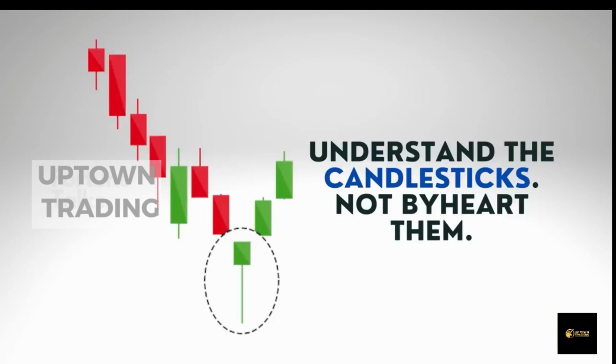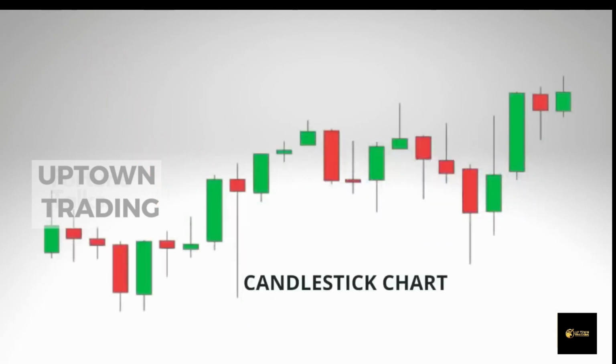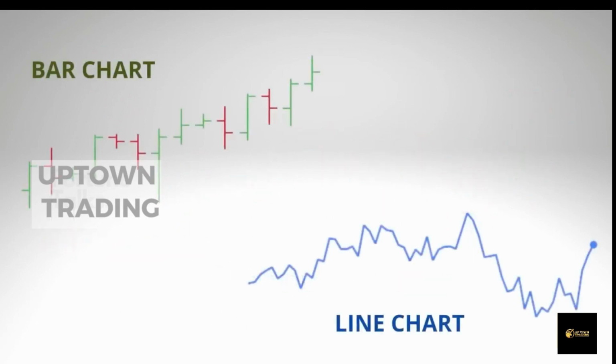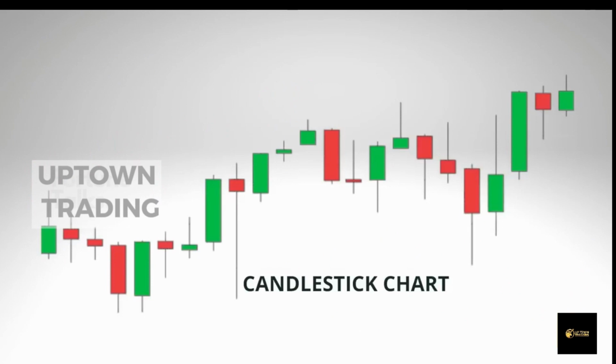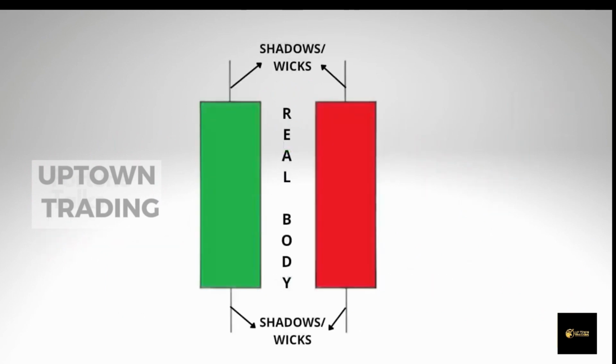So let's get started. Candlesticks are a way to show the market prices of a security on your chart. It's not the only way to represent it. We have other ways of plotting them like bar charts, line charts, etc. But candlesticks are one of the more popular approaches. The candlestick usually consists of two parts, a real body and shadows or wicks.